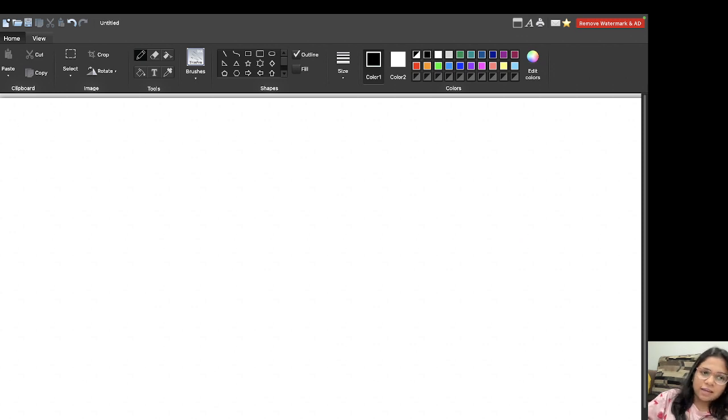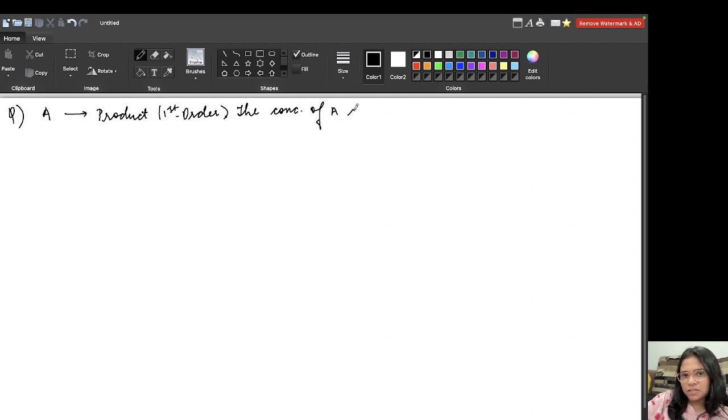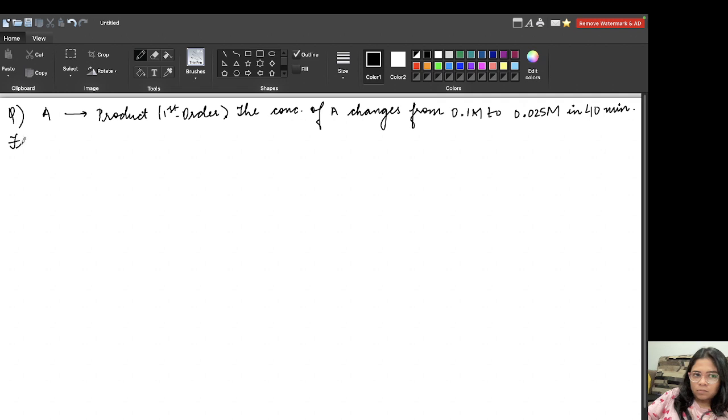Okay, next question is telling you A is giving me product, and this is your first order. Already given, this is your first order reaction. And they are telling the concentration of A changes. The concentration of A is changing from 0.1 M to 0.025 M in 40 minutes. What you need to do?